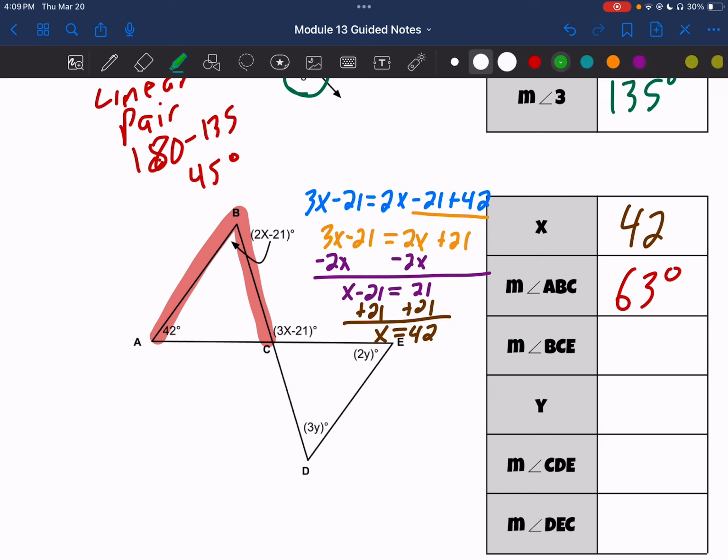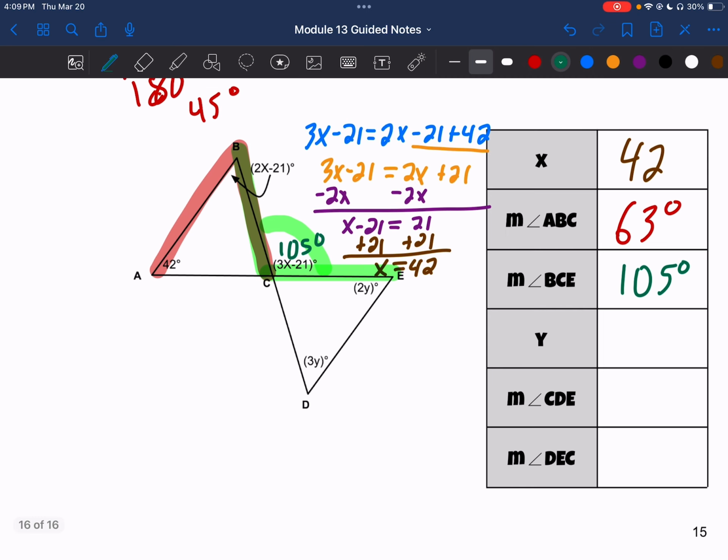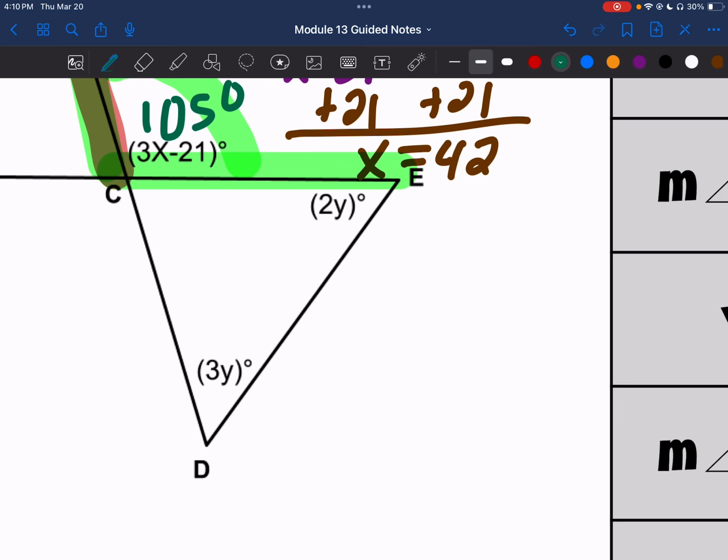Our next one is angle BCE. So starting at B, down to C, and then out to E, BCE. So it's this exterior angle here that's represented by 3x minus 21. So we do 3 times 42 minus 21, and we get 105 degrees. All right, cool. Now it doesn't ask anything about the other interior angle, BCA, anywhere, so we don't have to worry about that. But let's look in now at the second set of triangles.